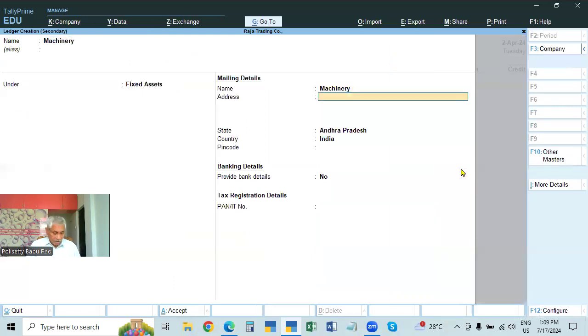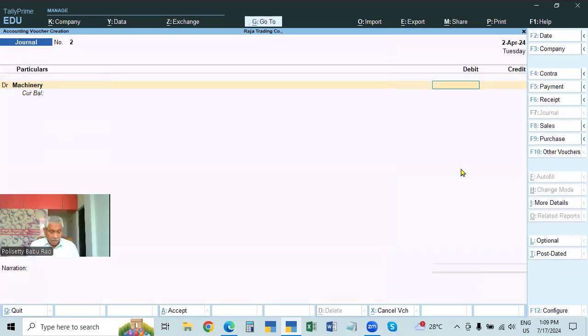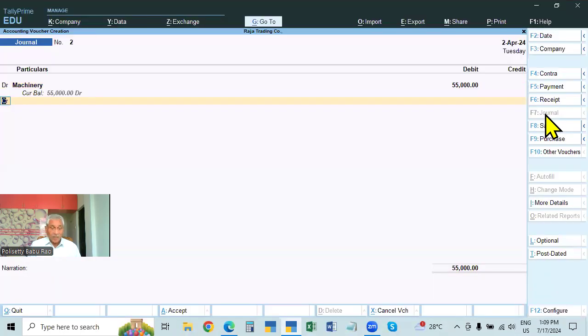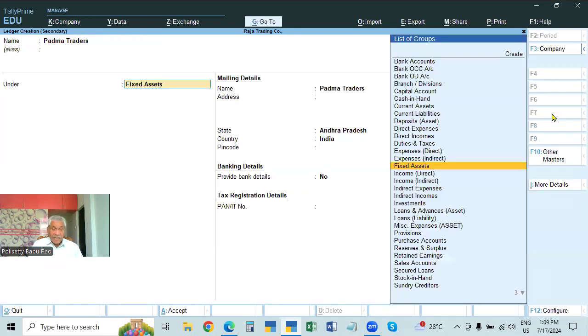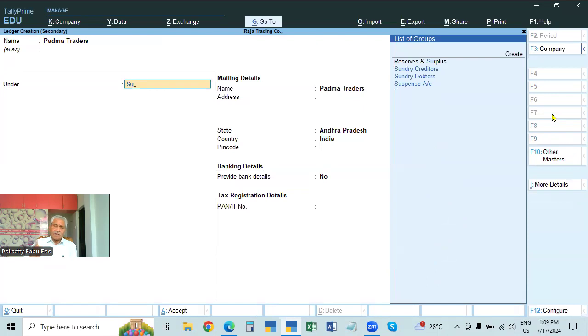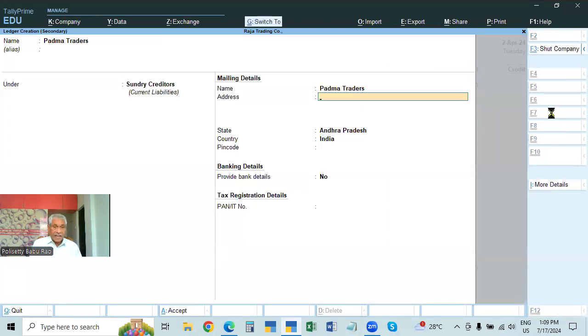So just like furniture, the fixed asset. So I accepted. What is the machinery purchased? 55,000. Who is the giver? We purchased on credit. So Padma Traders. So we have to create Padma Traders or Padma Machineries. It is a sundry creditor. When you purchase and sell goods or any asset also, so here sundry creditor Padma Traders, purchased machinery. So sundry creditor. Okay, accepted.